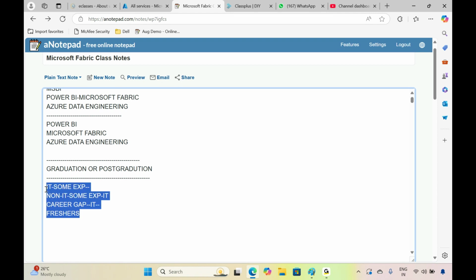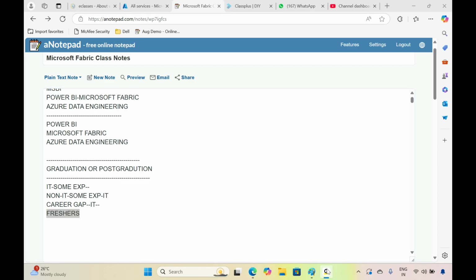Can you guys please ping me which category you belong to? You are already working in IT. You are working in non-IT. You don't have any work experience, a career gap. You are recently passed out of 2023-24. Say number one, two, three, or four. I just want to verify how many people belong to category one, category two, category three, all those things. Can you guys ping me the number?